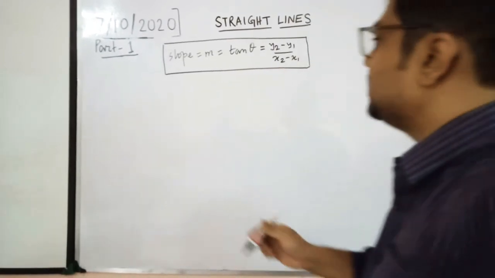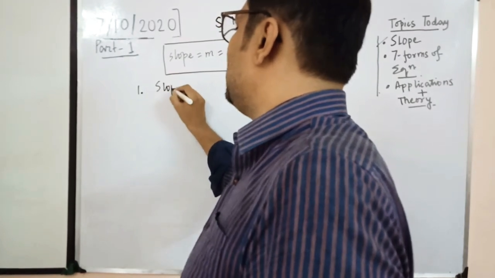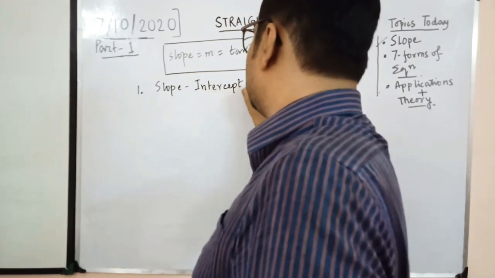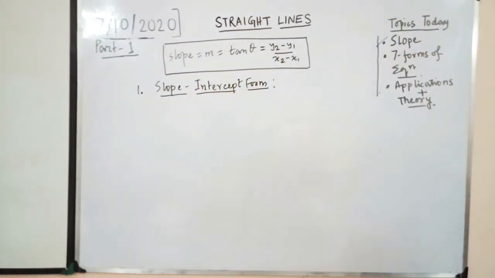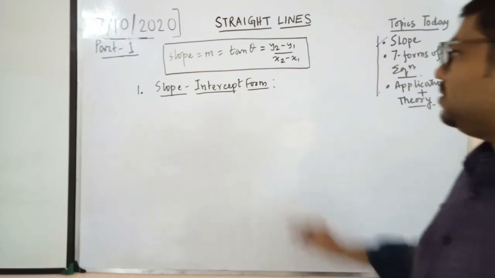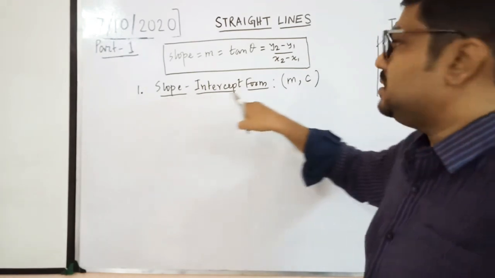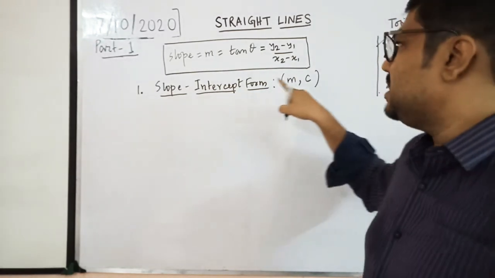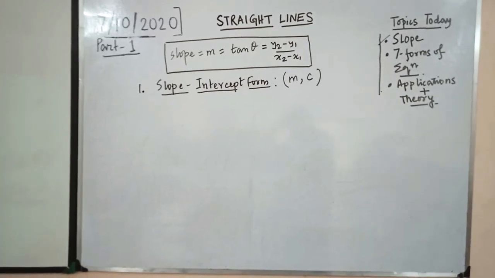So the first form we write is the slope intercept form. Always remember that for every form, two things are given. As you see here, slope is given, which I denote as m, and intercept is also given, which I denote as c. Now it is very important for us to know what an intercept is.